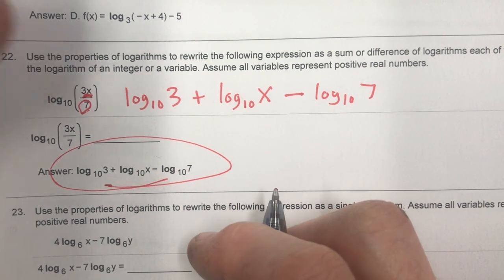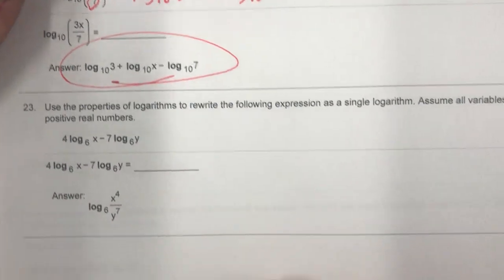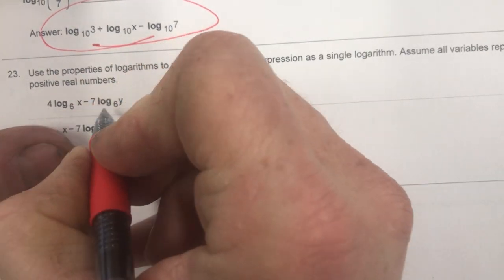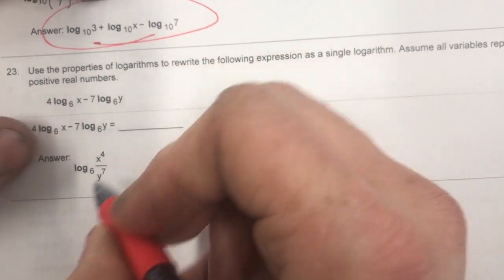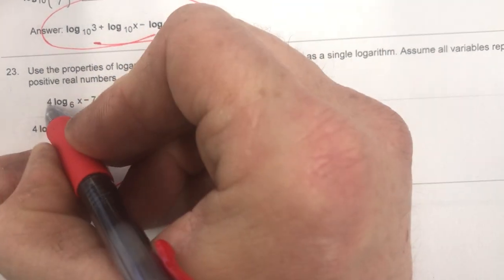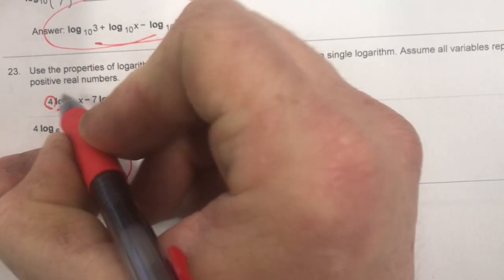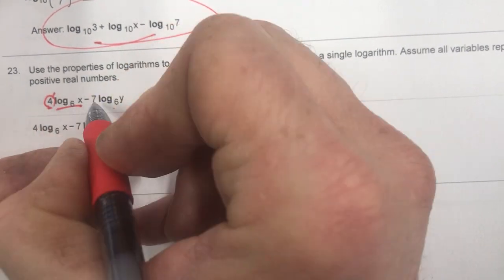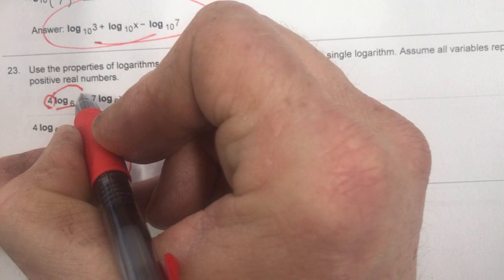Okay. All right, 23. All right, look here. We've got a multiplier on this one. We're wanting to condense this down to 1 log. You see my answer down there, okay? All right, well, this 4 is a multiplier in front of this log, so I can't combine these down because I got multipliers. So the multiplier has to come over as an exponent.